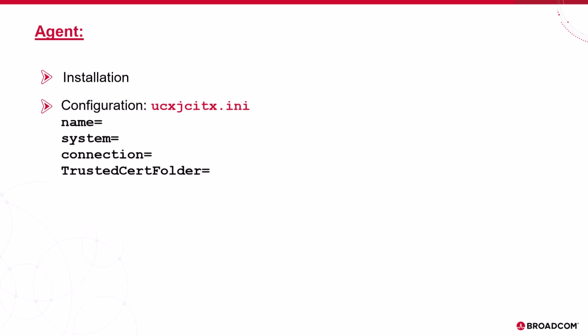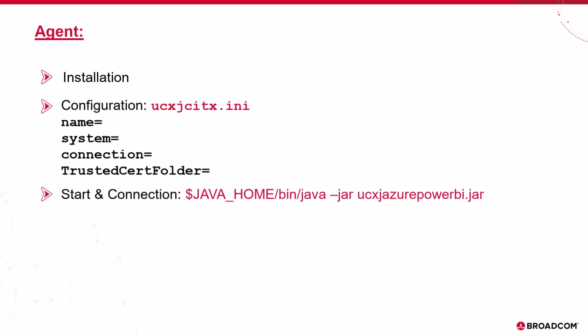Finally, we start the agent by invoking the JR file via the Java command. The agent connects to the AE and deploys the object templates needed to support the integration, the con or connection object, and the Azure Power BI job templates.